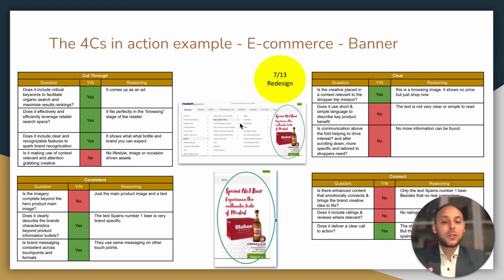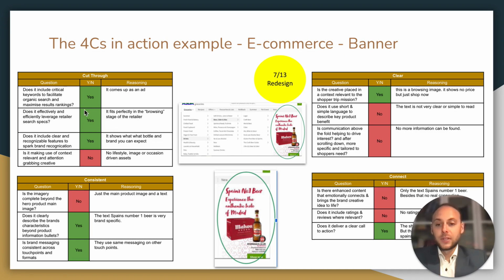So let's look into what it actually is. What you see here is a screenshot of a website where you have an ad on the side that leads you towards the beer category. It says Spain's #1 beer, experience the authentic taste of Madrid. It's actually very difficult to see what it says because of the very curved writing. That's one of the main reasons I've said redesign, and I've only given it 7 yeses out of 13. But let's go into the questions and maybe you will see why.